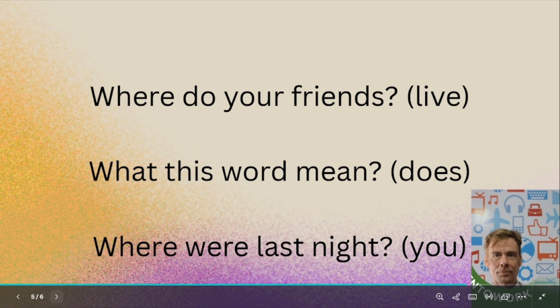In the second question, what is missing is the auxiliary verb does. What this word mean? We know the auxiliary verb goes after the question word and before the subject. So the question is, what does this word mean? And in our third question, what is missing is the subject, you. Where were last night? This is a question with the verb to be, so we know in a question the subject comes after the verb to be, so that is, where were you last night?